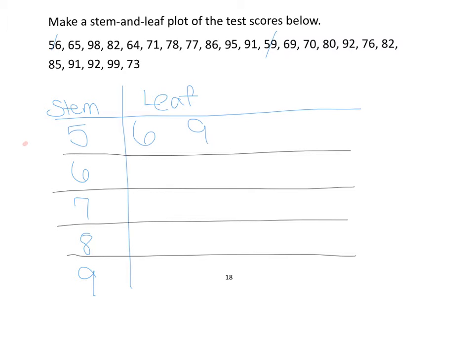When we go to do the sixes, we see 64, we see 65, and we see 69. Now you'll notice that when I'm writing these, I'm trying to keep my first leaves all lined up and my second ones all lined up, because this is going to help us determine which interval, the 50s, the 60s, the 70s, the 80s, the 90s, has the most data points within it.